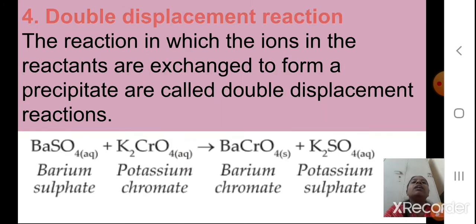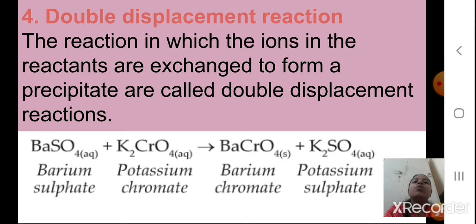Okay, the fourth one we are going to study students, that is double displacement reaction. Now the reaction in which the ions in the reactants are exchanged to form a precipitate is called double displacement reaction. So simple students, you will remember, in double displacement reaction a precipitate will be formed.